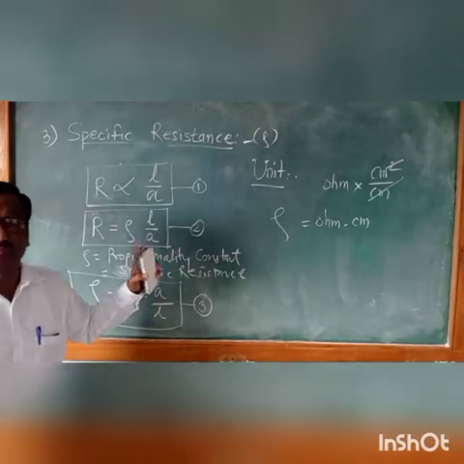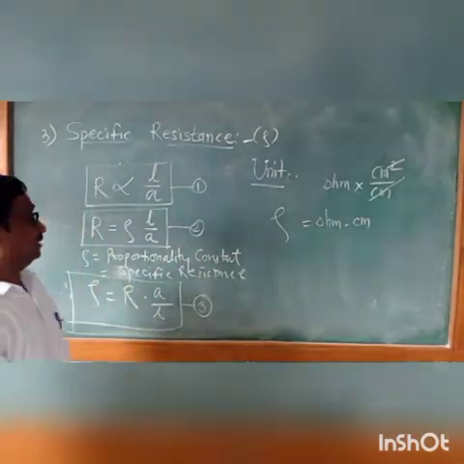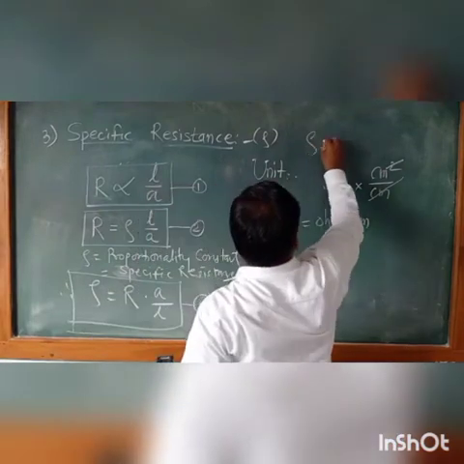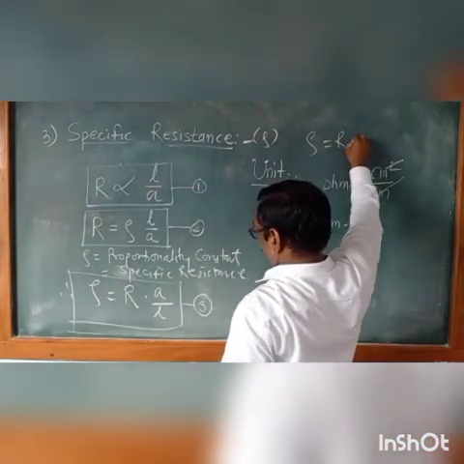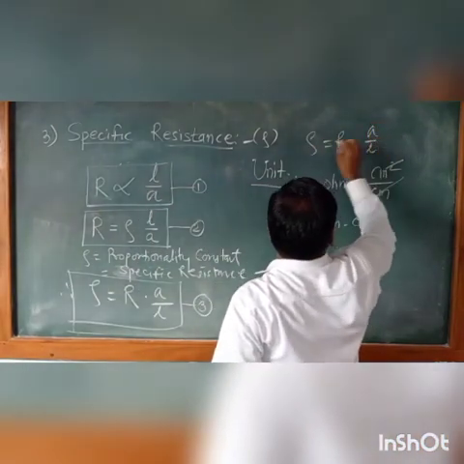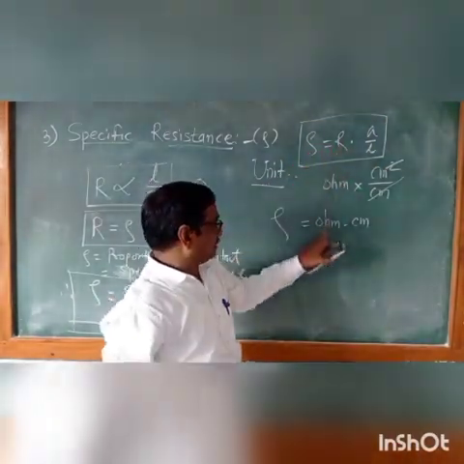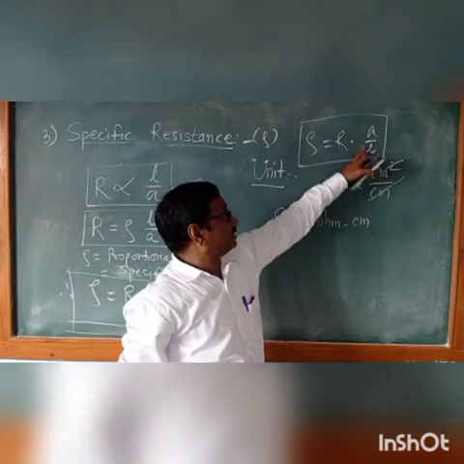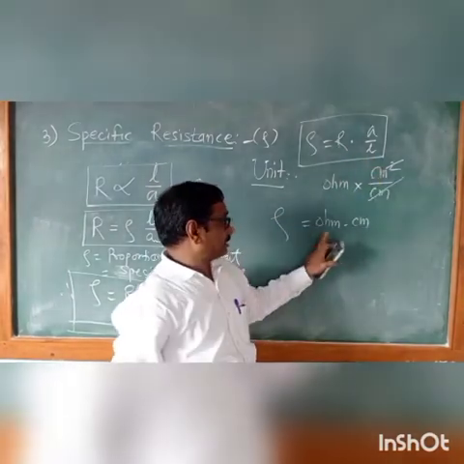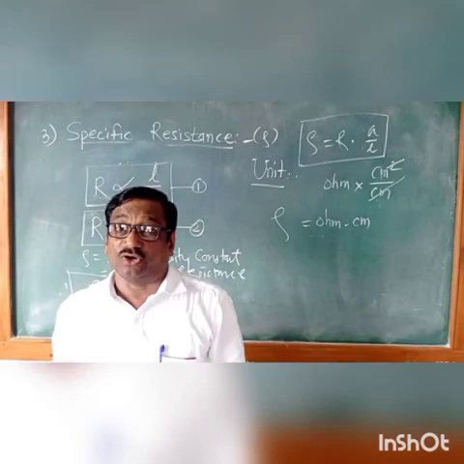Unit for specific resistance, because rho is nothing but R into A upon L. So rho is a specific resistance, R is in ohms, A is in centimeter square, L is in centimeter. This will get cancelled. Ohm centimeter is the unit of specific resistance.